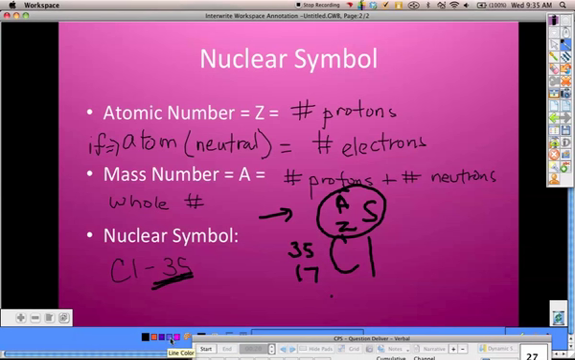So if I have a mass of 35 and I have 17 as my atomic number, how many neutrons do I have? Yeah, 35 minus 17. 18. Because the mass number is the protons plus the neutrons, so that means my number of neutrons would be equal to my mass minus my protons.